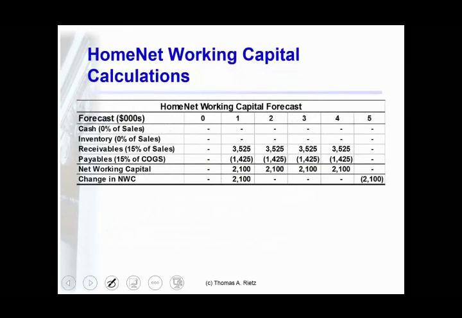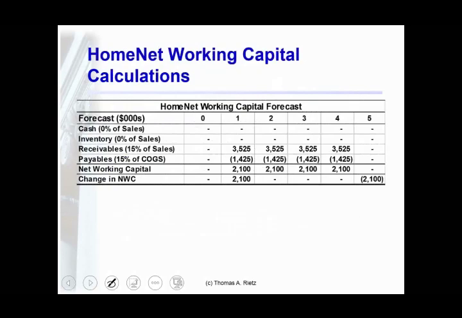Now, with HomeNet, they are going to contract out production. This means that they have no cash and no inventory, but they do have accounts receivable and accounts payable, receivables and payables. They forecast each of these as a constant percentage of sales, so they use the percent of sales method for forecasting these. So what I'll do is show you how they're calculated.